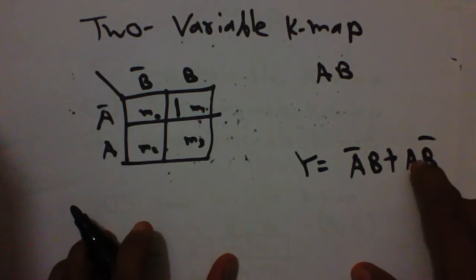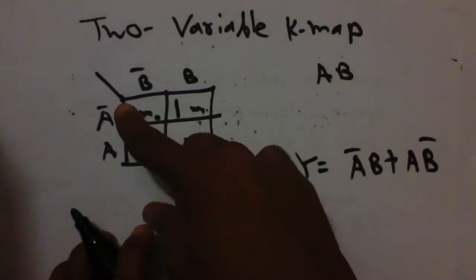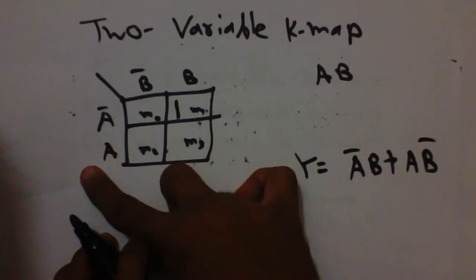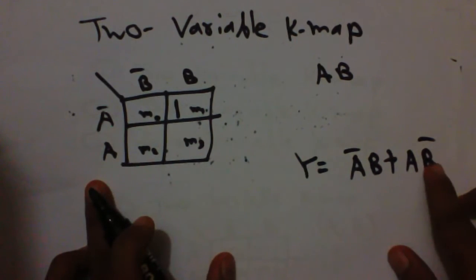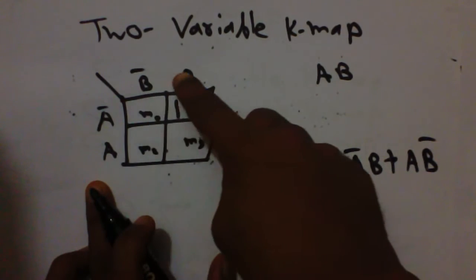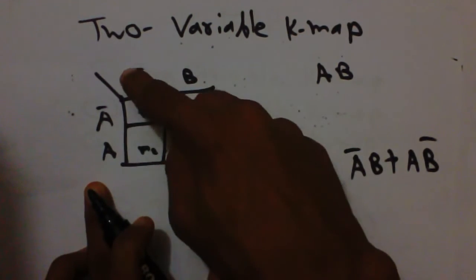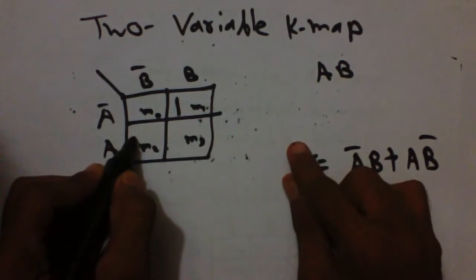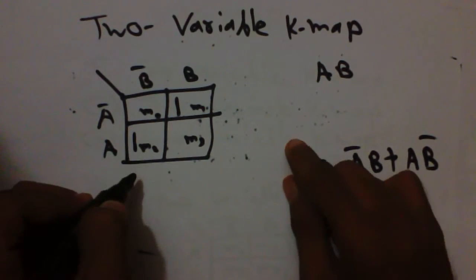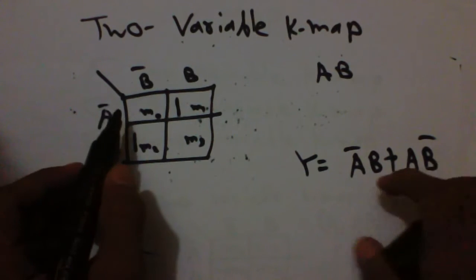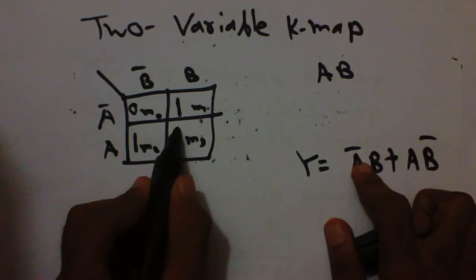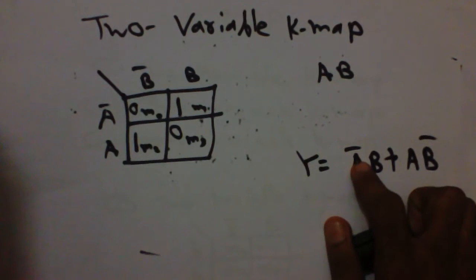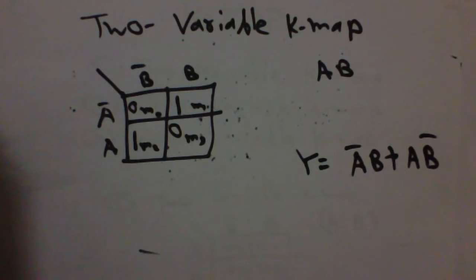Now the second term is A B bar, so I will look here in row and column. This is A and B bar. Now in this column I will see for B bar. This is B bar. These both connect here, so I will denote this as 1, and the remaining boxes I will denote as 0. This is 0, this is 0. This is how we represent variables in a two variable K-map. This is as simple as that.